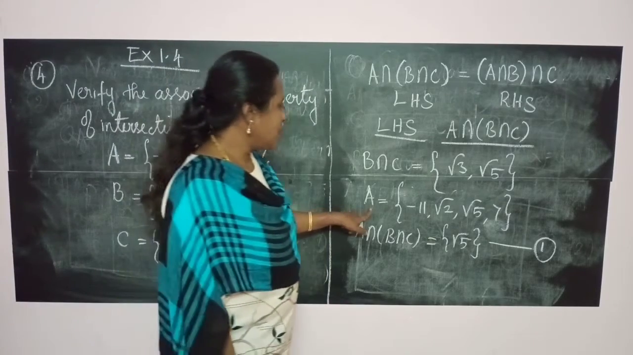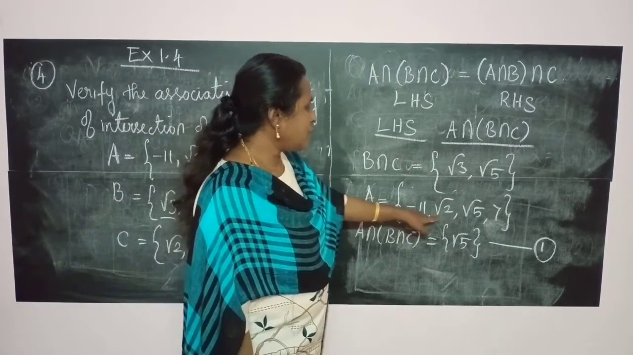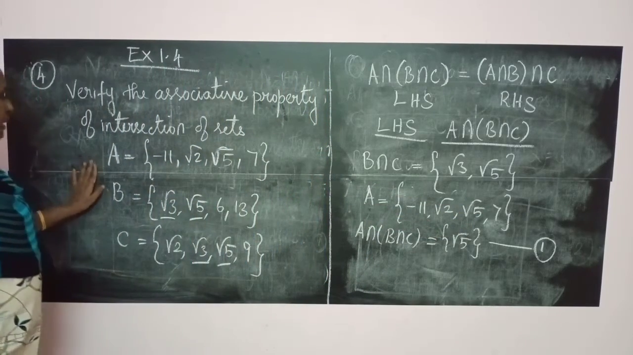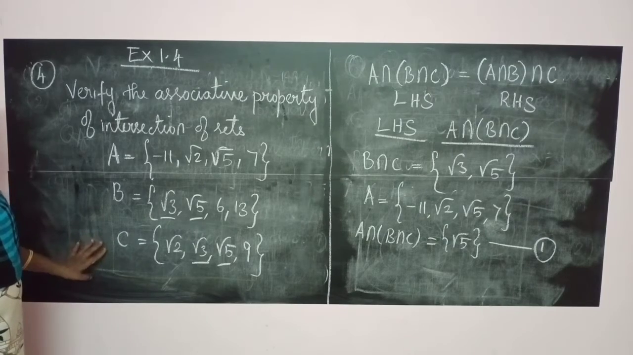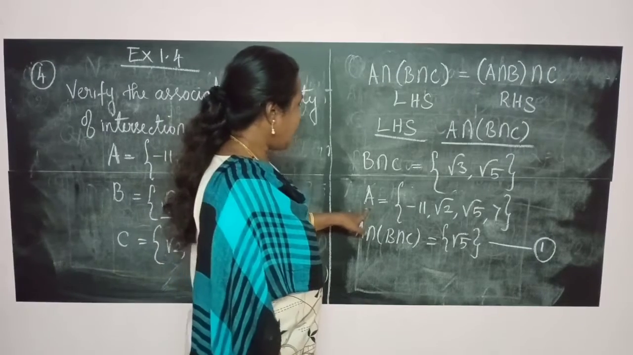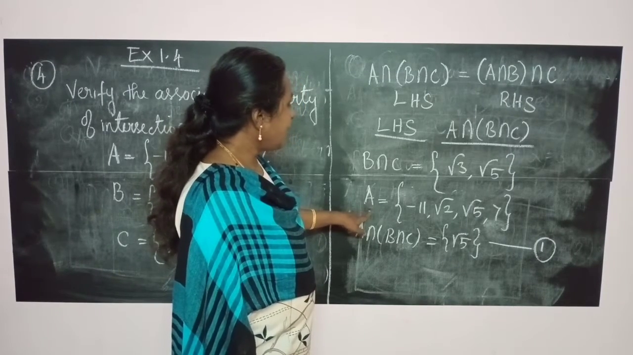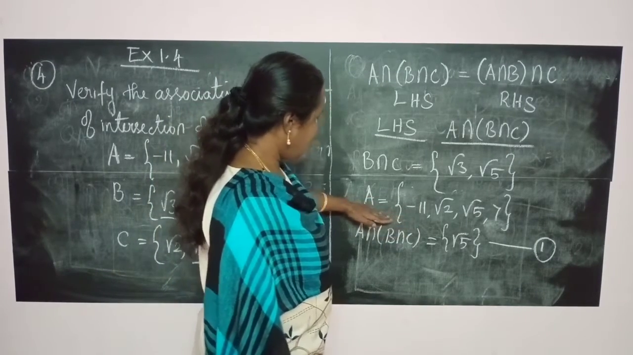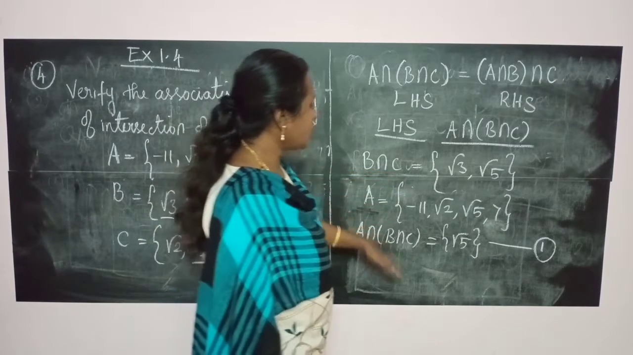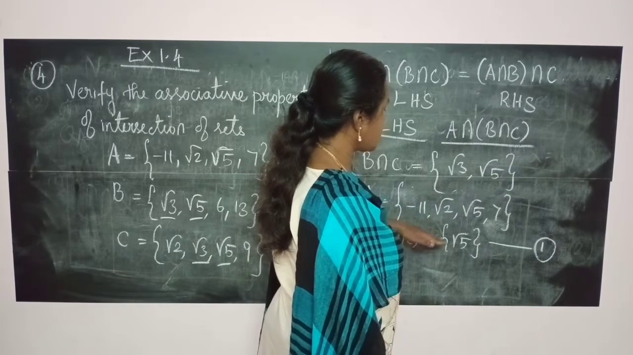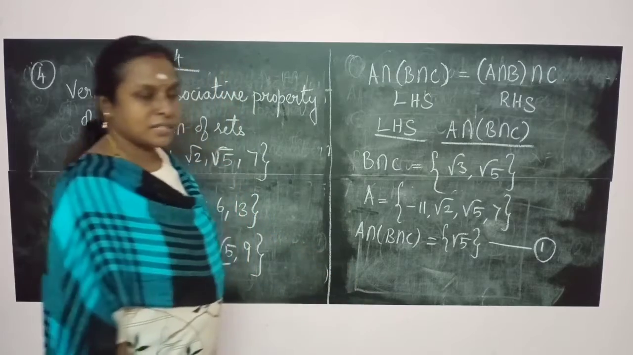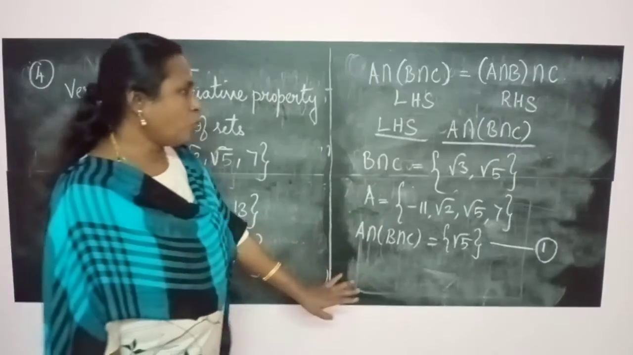Okay, this is the set A: minus 11, root 2, root 5, root 7. These are the numbers in the sets given. You can see it is given in the book. Now you are going to write the elements which are common in A and B intersection C. What are the elements common in A and B intersection C? Only root 5 is common in A intersection B intersection C. Okay, let it be 1.